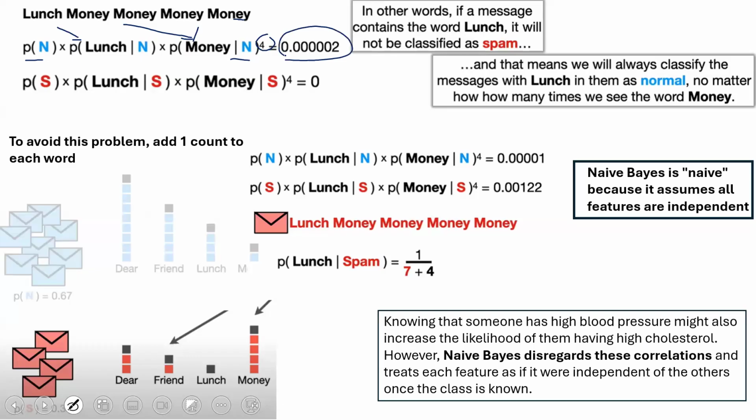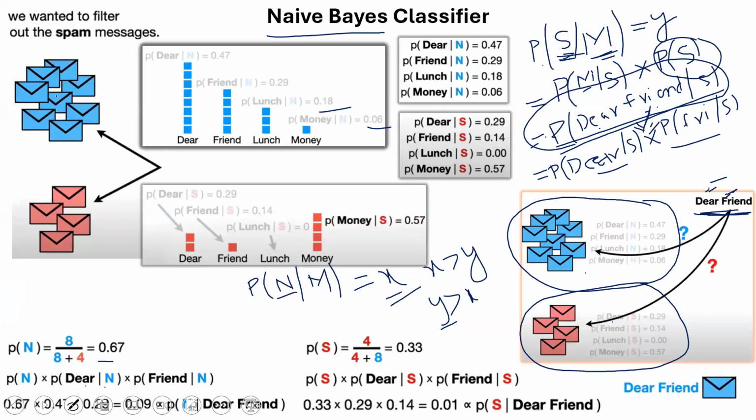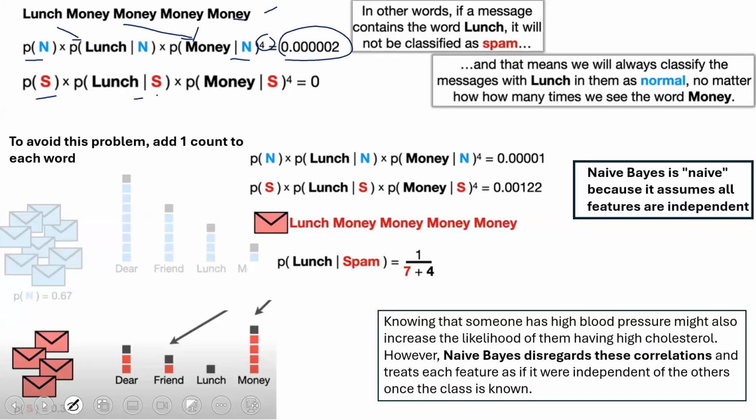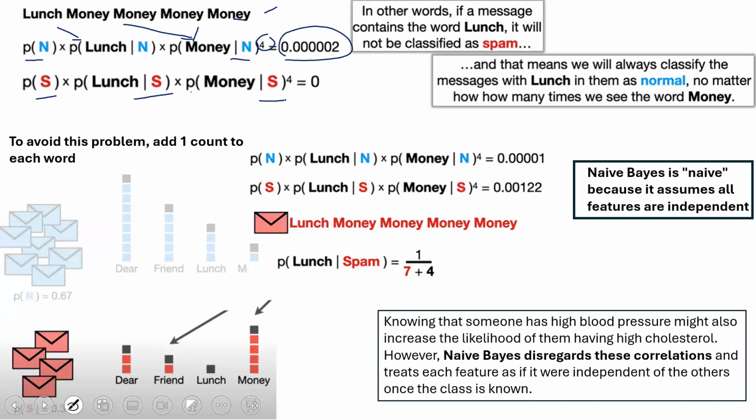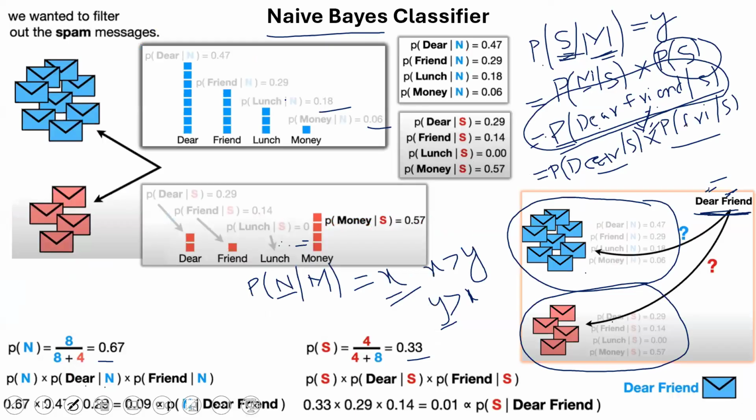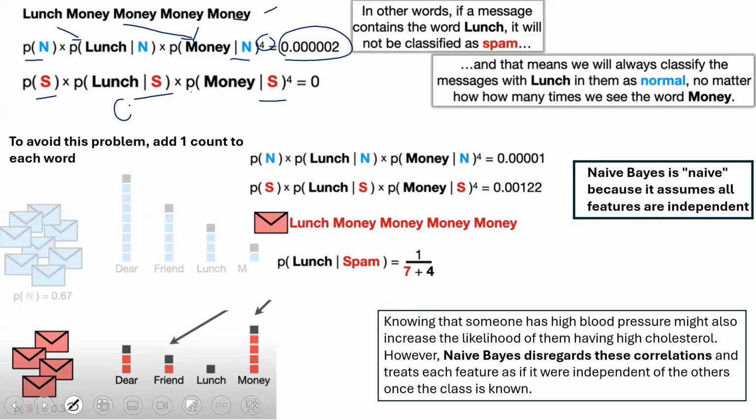Now if you calculate the probability of this message being spam, that becomes the probability of spam, which is 0.33, multiplied by the probability of lunch given spam, which is 0. Look at this. Lunch given spam is 0. Money given spam is 0.57 to the power of 4. As this is 0, this whole value becomes 0. And then as 0 is less than 0.00002, we classify this message as a normal message.